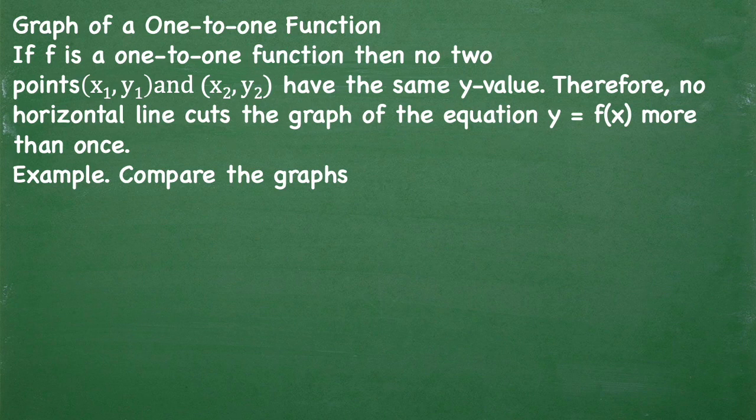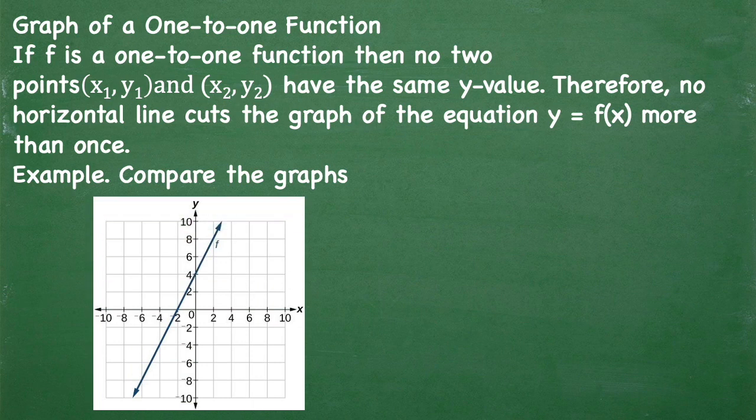So for example, let's compare the graphs. On the first graph, we have a linear function. Now let's use the horizontal line. As you can see, we have one value for y paired with one value for x. So if this is our graph, therefore we can say that the graph is a one-to-one function.